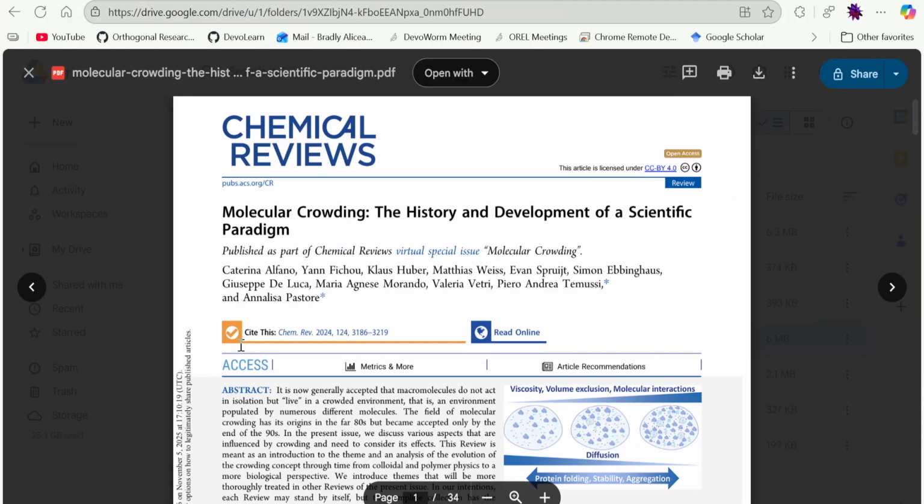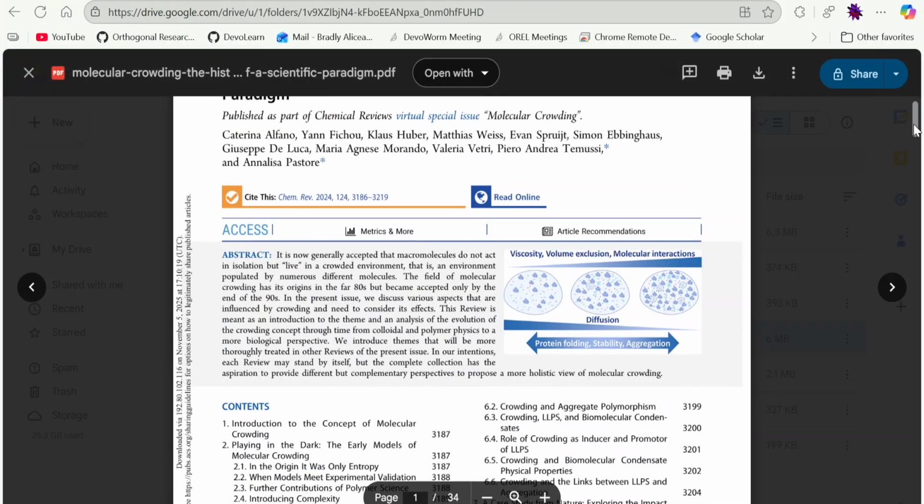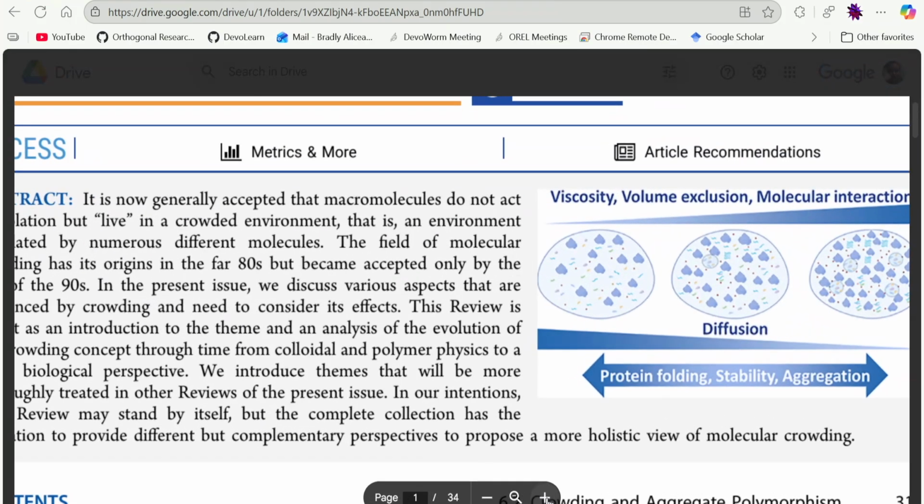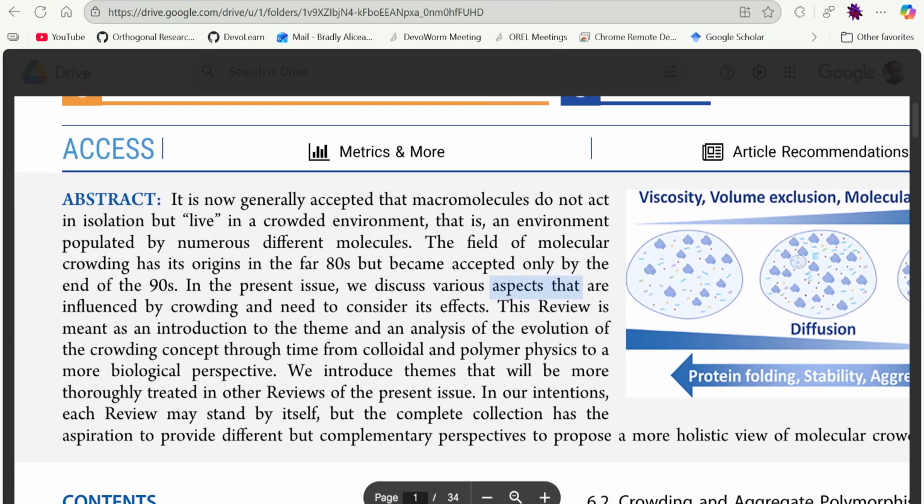The next paper here is molecular crowding, the history and development of a scientific paradigm. This was in a special issue of Chemical Reviews on Molecular Crowding. So if you're interested, there is a special issue on this. And this is the abstract. I'll get into the text abstract and the visual abstract later.